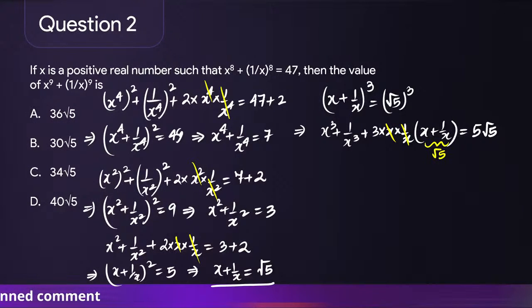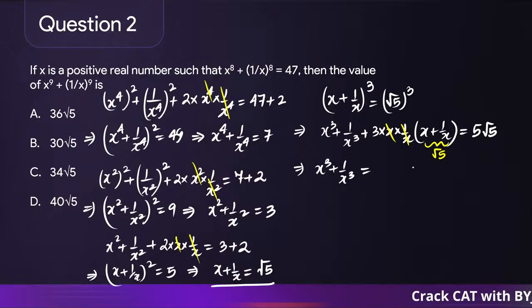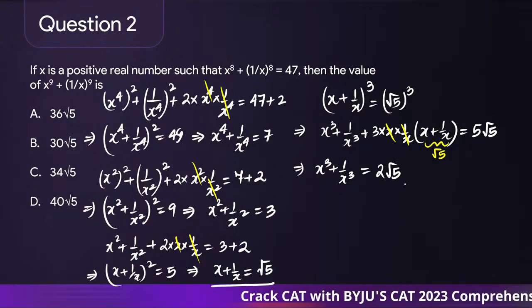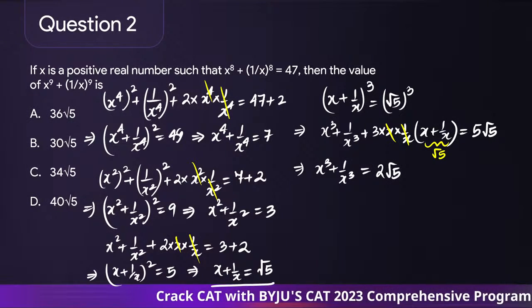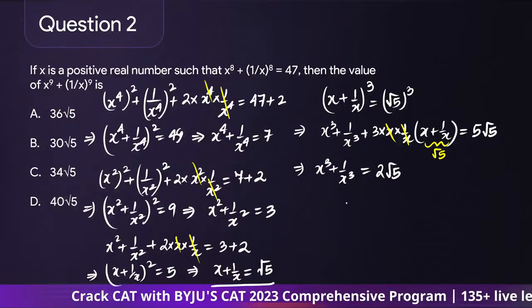Now this x and 1 by x will cancel out, and we do know from before that this is root 5. So this results in x cube plus 1 by x cube is equal to 5 root 5 minus 3 root 5, that will result in 2 root 5. Right? Okay.